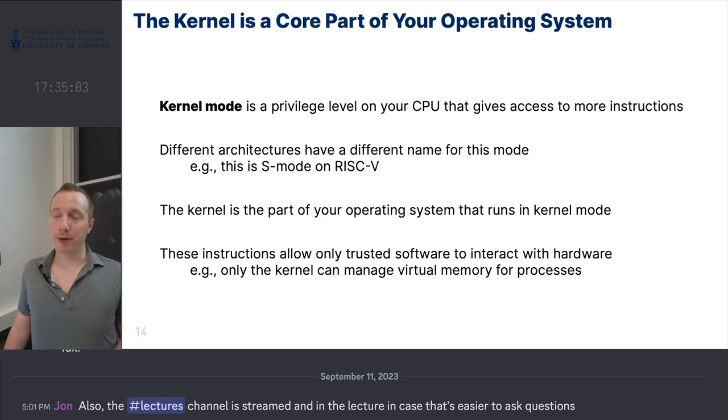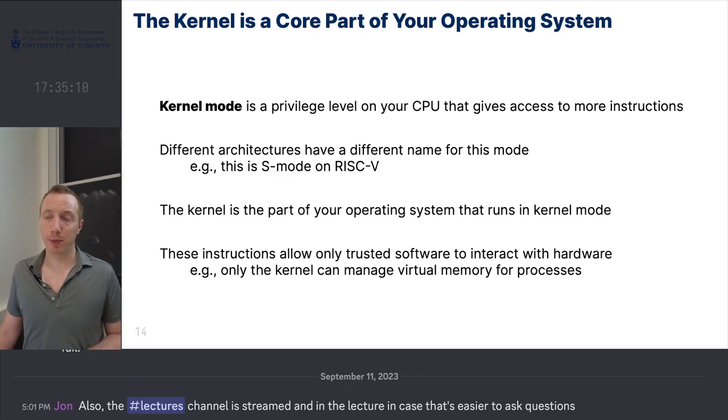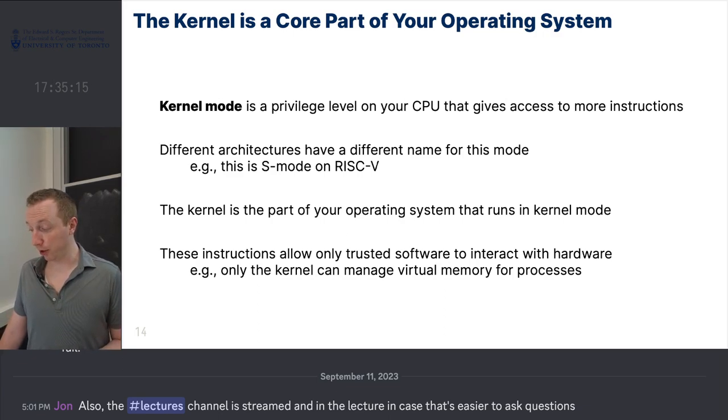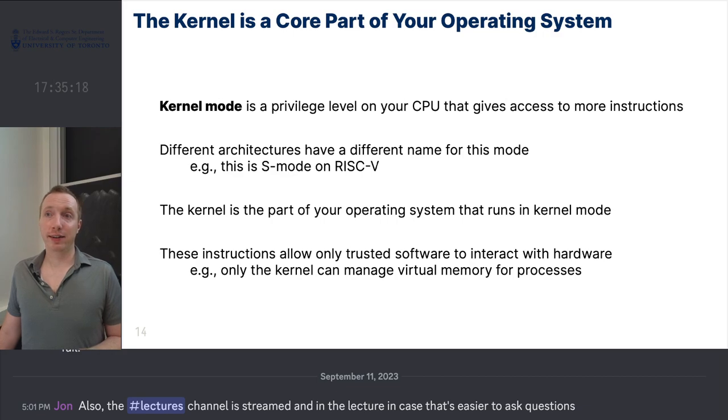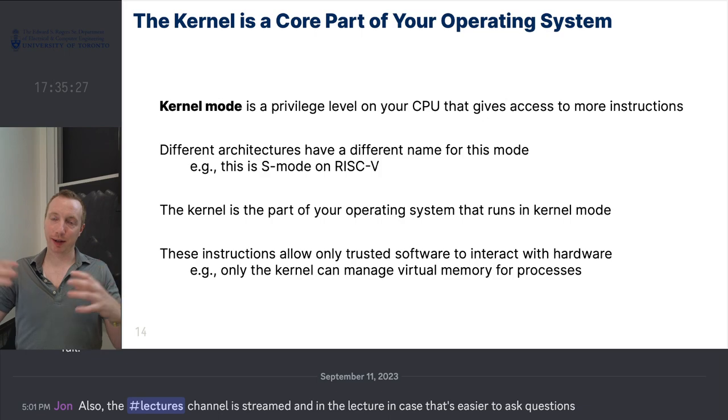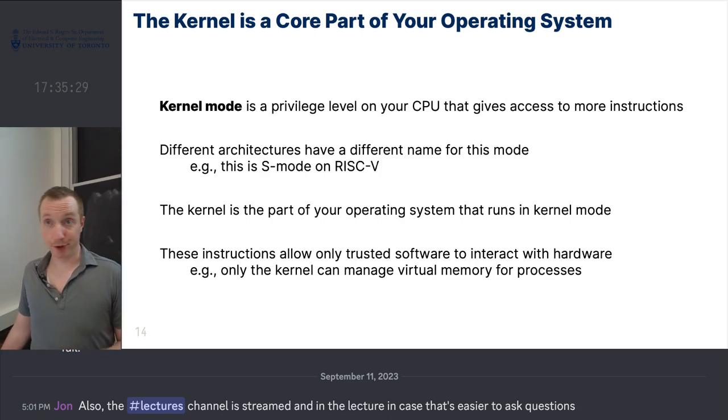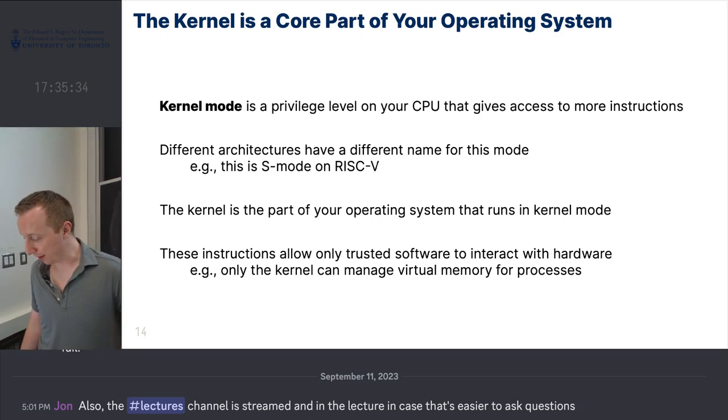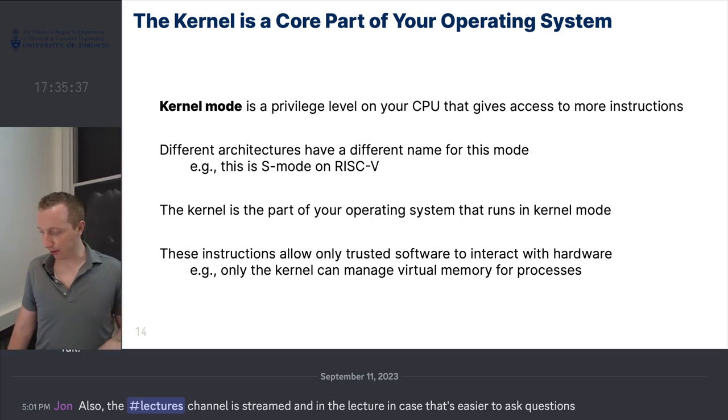So kernel mode is a generic name. Different architectures call it different things. On ARM, it's called supervisor mode. On RISC-V, it's called S mode, if you want to have it shorter. On x86, it is called ring zero, because they used to represent it as a Venn diagram and have privilege rings where it gets smaller and bigger. So that's where the name is from, and those naming conventions get really weird as things get more modern, which we'll see at the end of the course.